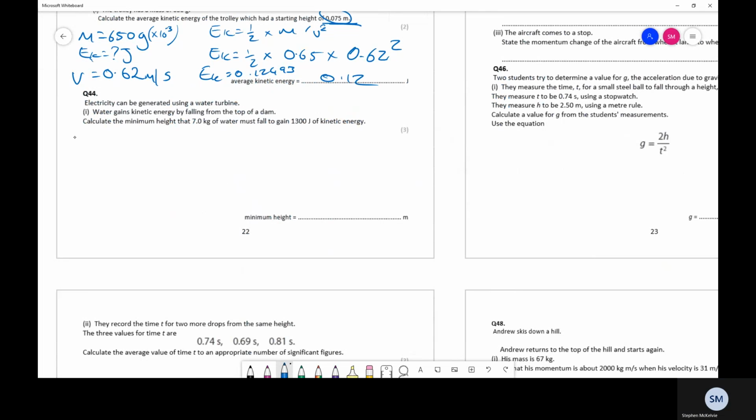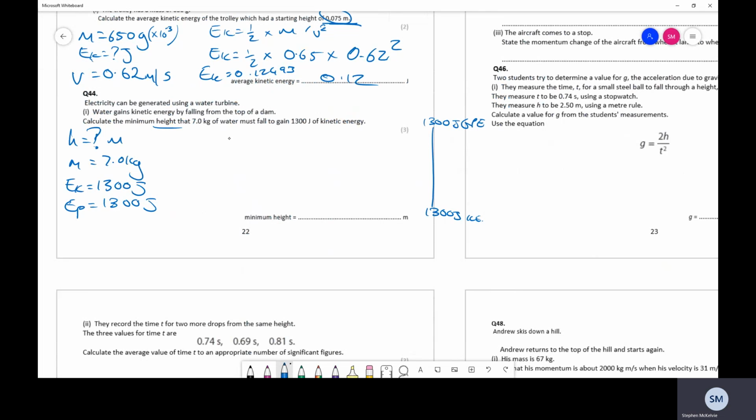Calculate the minimum height in meters that a mass of 7.0 kilograms of water must fall to gain a kinetic energy EK of 1,300 joules. Remember, if something has 1,300 joules of kinetic energy at the bottom of a fall, it must have had 1,300 joules of GPE at the start of the fall. So the potential energy it had was 1,300 joules.